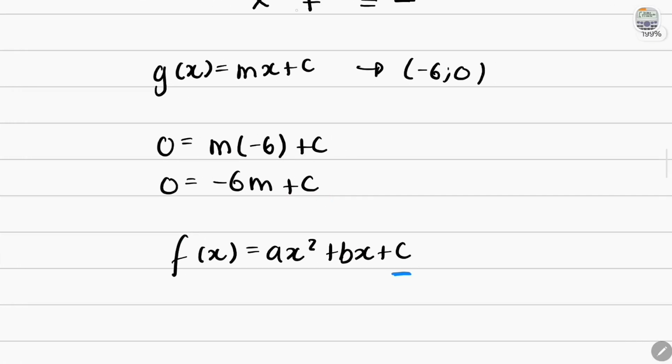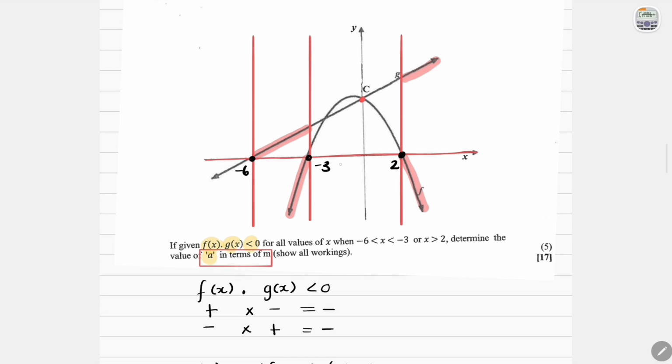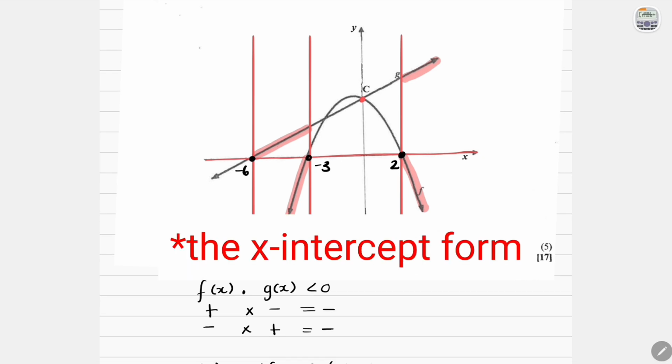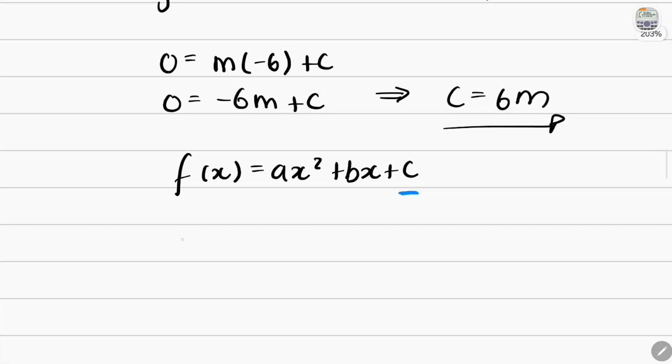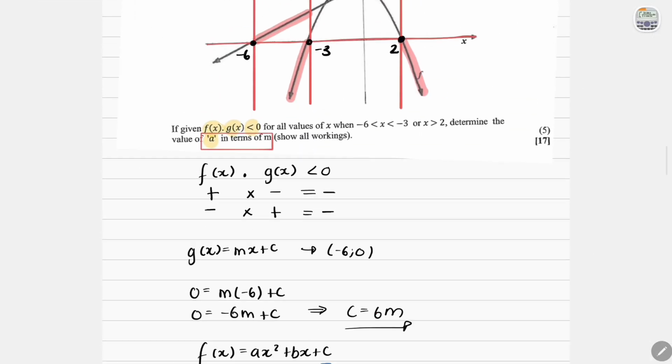You could also make c the subject here. So we can just say that c is equal to, and transposing this, it becomes positive 6m. So we'll hold on to that. Now, with this equation, I think it would be best to use the turning point form of a parabola. And that looks like this. We would say f of x is equal to a, and we keep whatever value is here, times x minus x1, the first root, the first x-intercept, times x minus x2. Just based on the fact that we have 2 x-intercepts.